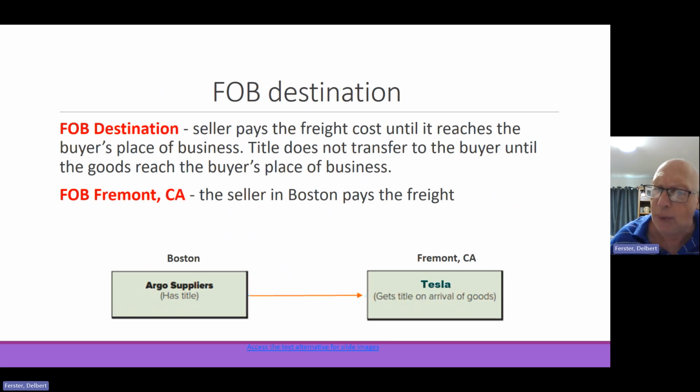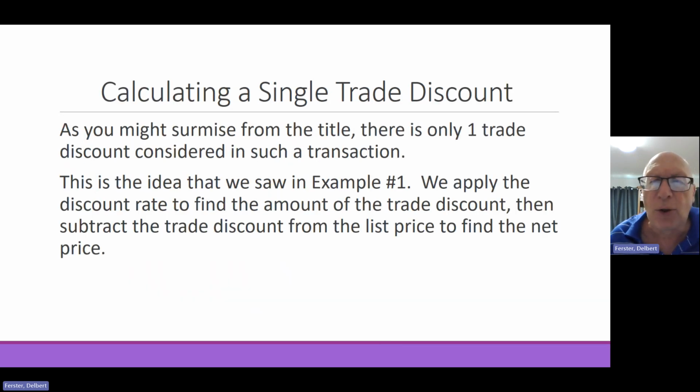Same idea going the other direction. This is FOB destination. So in this case, it's free in terms of the Fremont people. So Boston would pay the charges to get the freight to the people in Fremont. All right, a single trade discount.